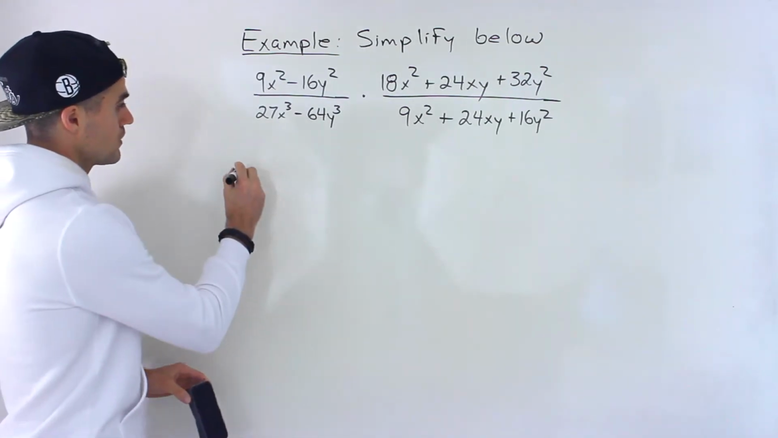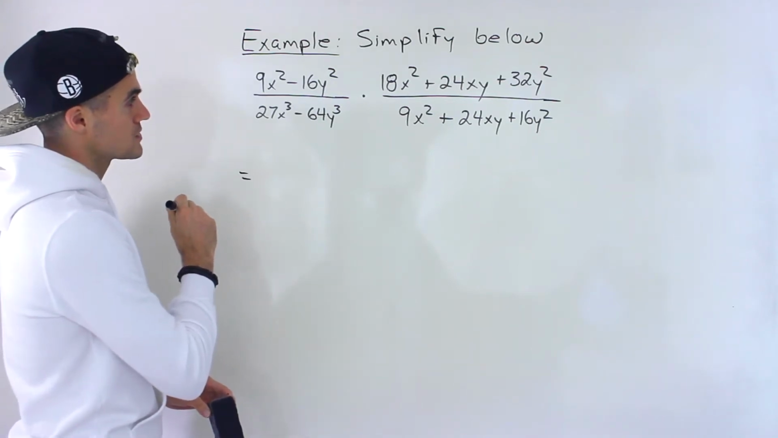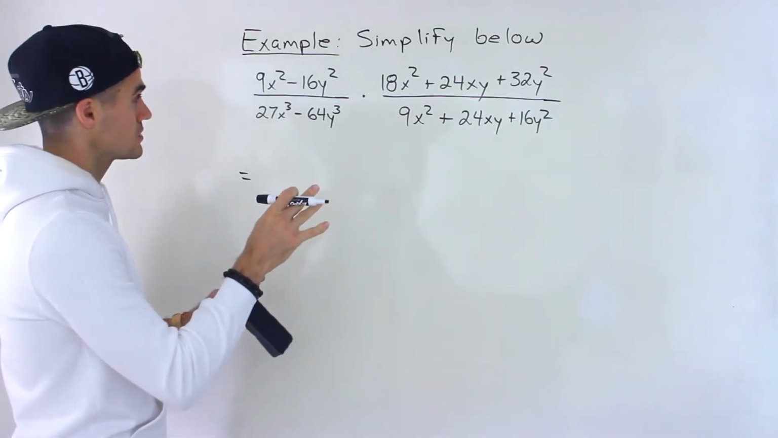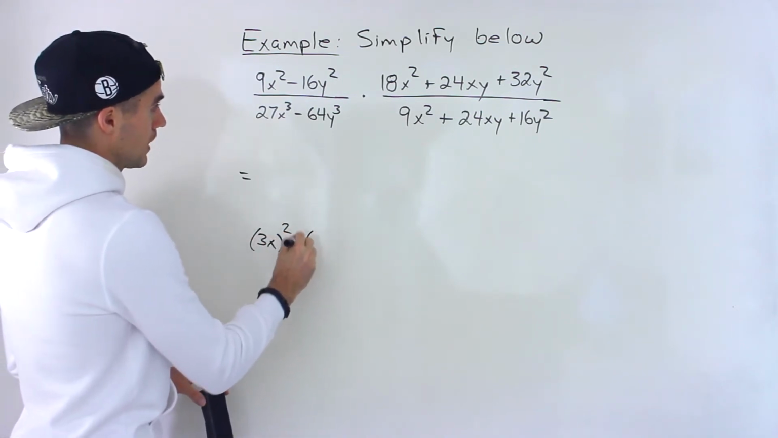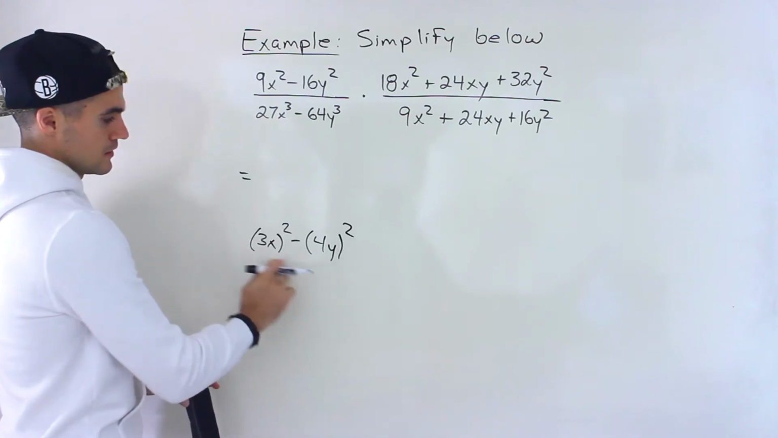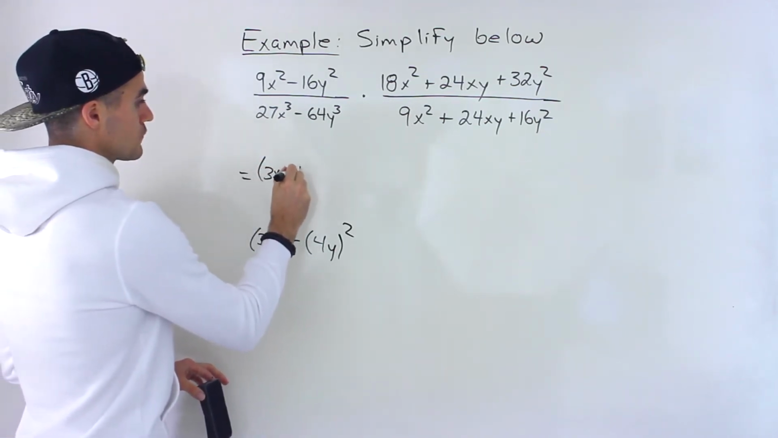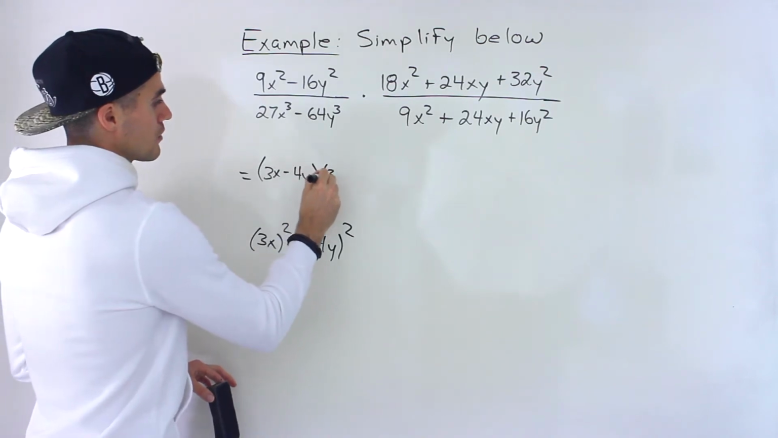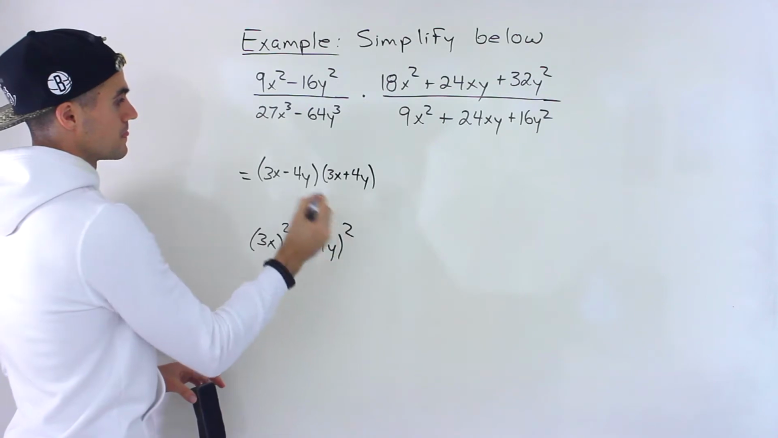So starting with the numerator, we have 9x squared minus 16y squared. Notice that that's a difference of squares, right? We can rewrite that as (3x)^2 minus (4y)^2. Difference of squares, so that would be (3x minus 4y)(3x plus 4y), like that.